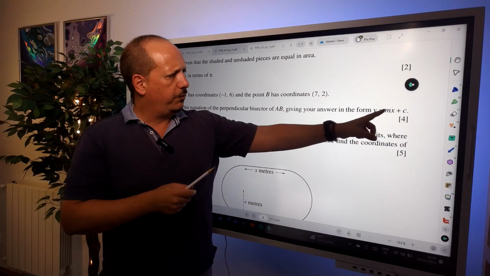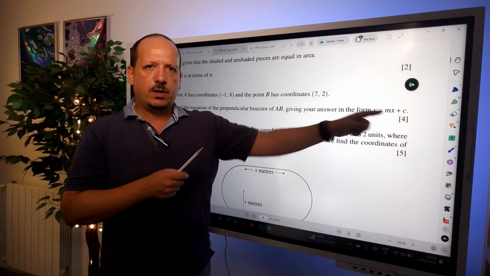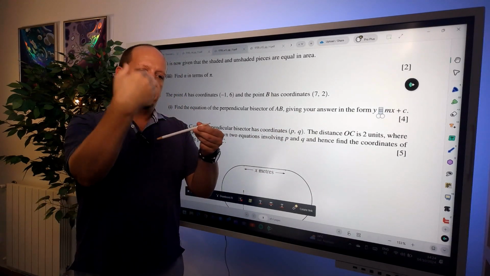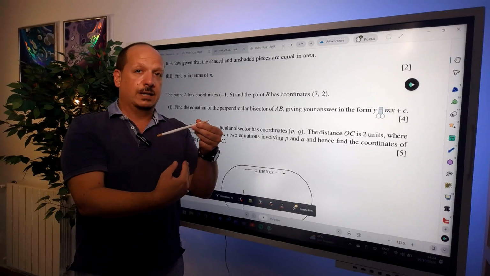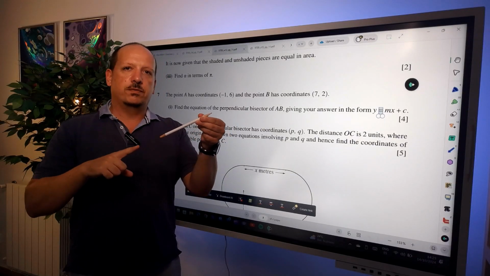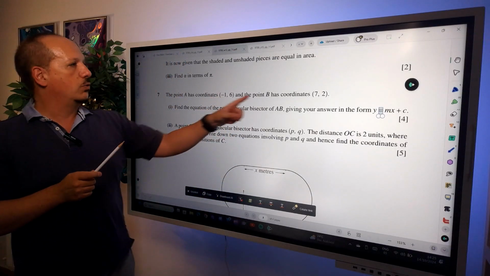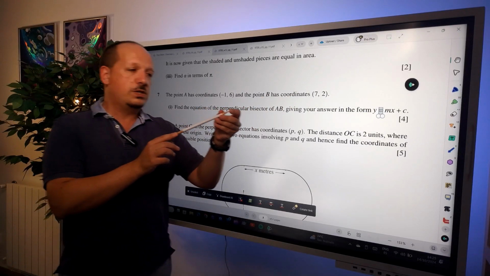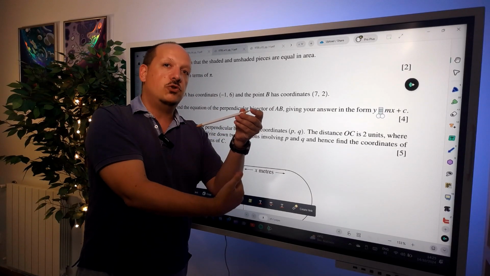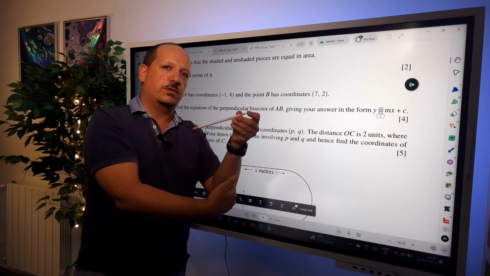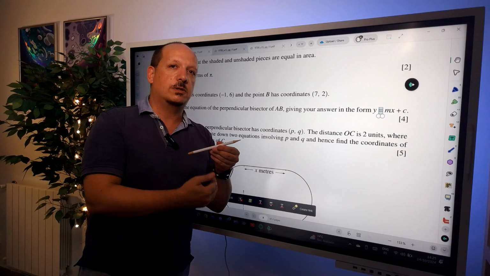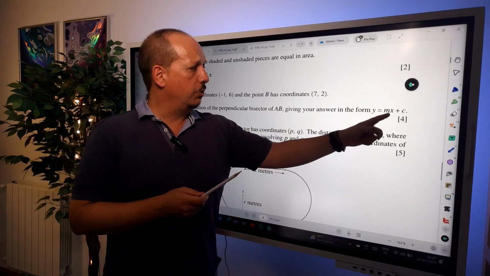But let's go to the fundamental thing, the gradient. How are you going to get the gradient of this line? You cannot get it directly. You will get it indirectly by getting the gradient of this one first. And getting the gradient of this one first is easy because you have the coordinates of the 2 points. So once you have the gradient of this one, getting the gradient of a perpendicular one is going to be easy as well, because the gradient of this one times the gradient of this one equals -1. Remember, they are perpendicular.